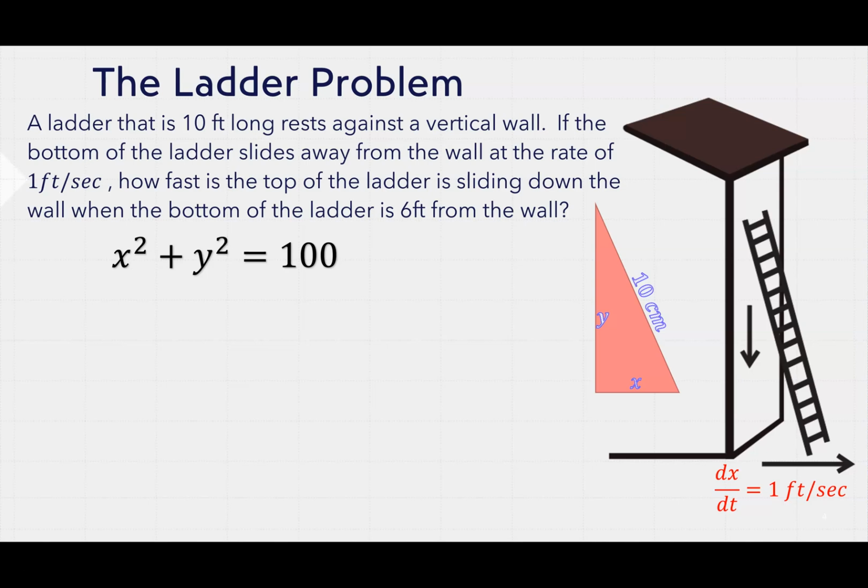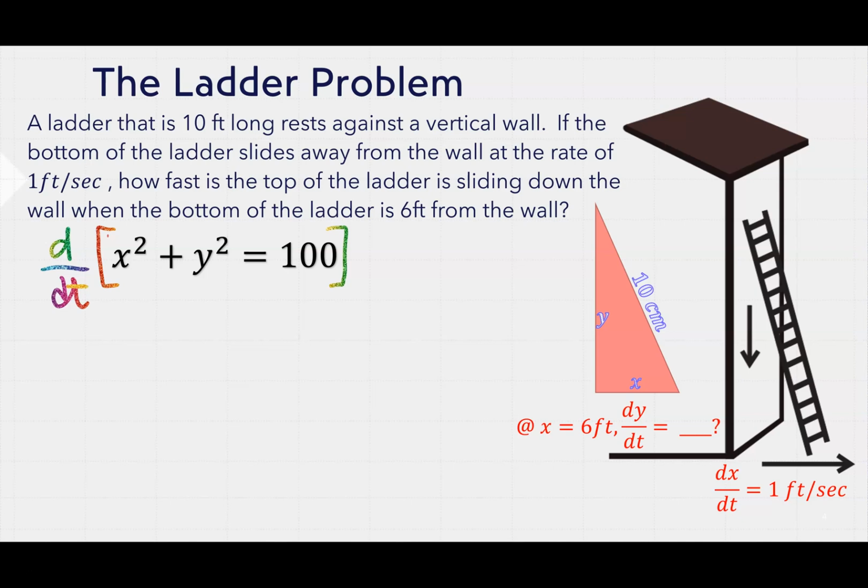The question is asking, at the moment where the bottom of the ladder is 6 foot away from the wall, what is the rate of the top of the ladder sliding down from the vertical wall there? Okay, so we're looking for dy/dt when x is 6. But before we plug that information in, we are going to have to take the derivative of both sides of that x squared plus y squared equals 100.